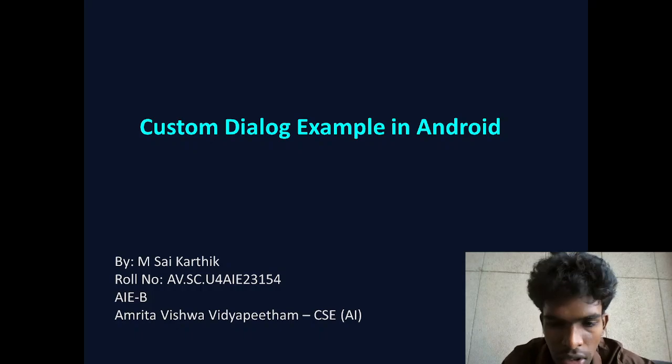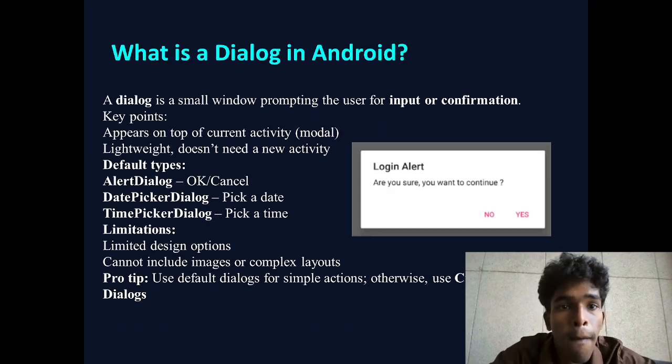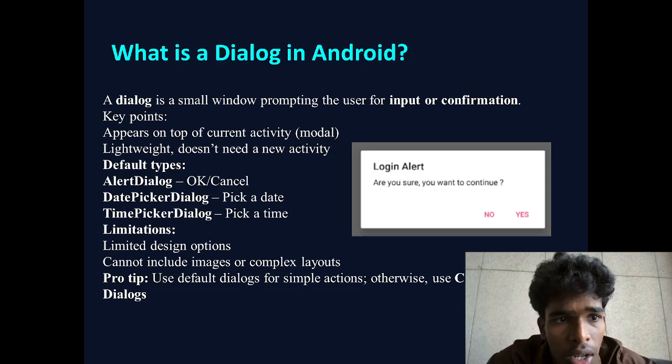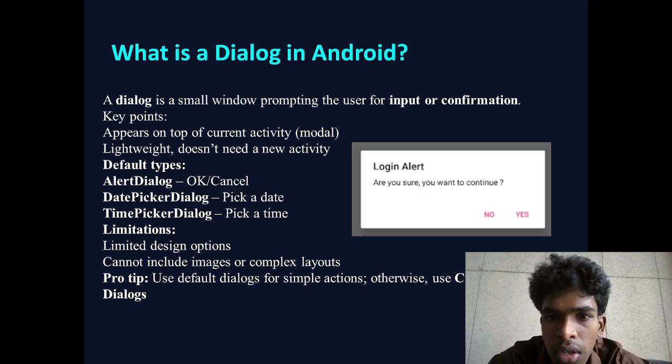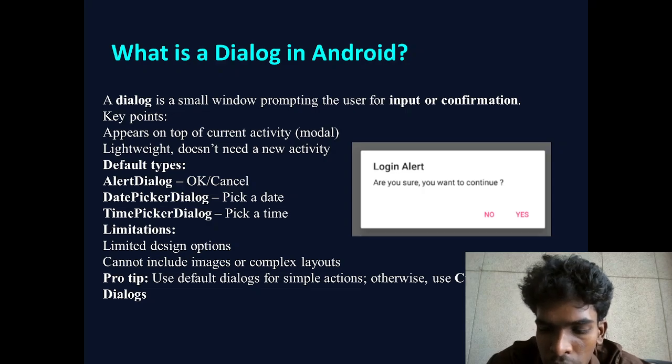So let's see further what a dialog in Android is. A dialog is a small window prompting the user for input or confirmation. It appears on top of the current activity. It is lightweight and doesn't need a new activity.